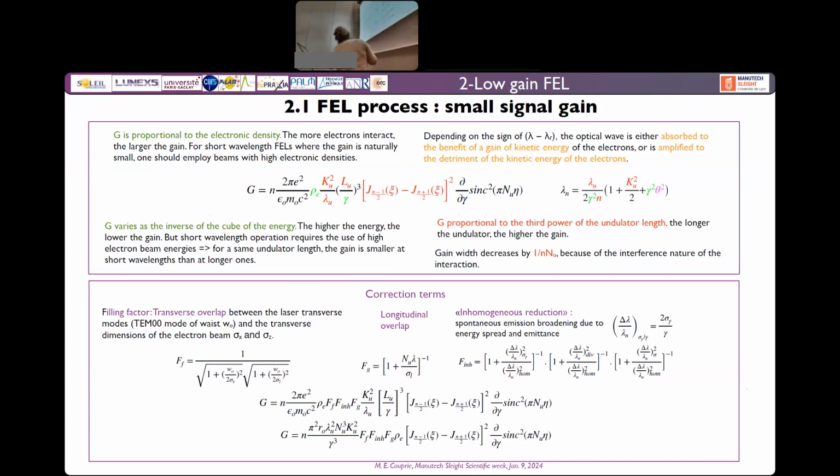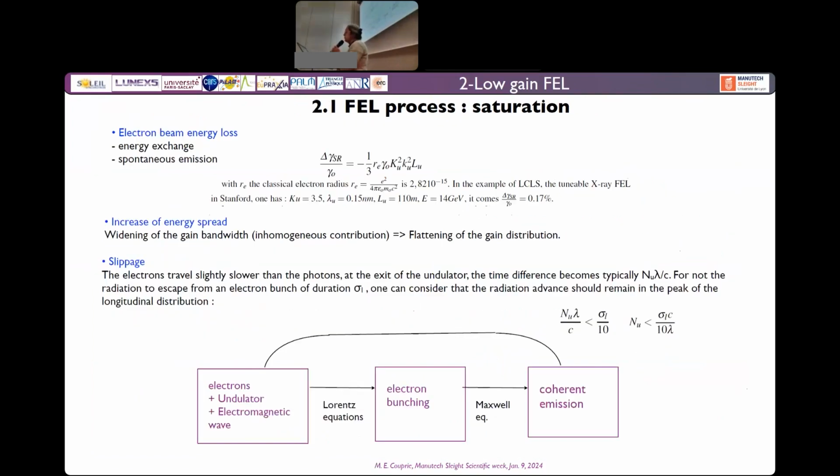Of course, for a thick electron beam, we have to introduce some correction due to energy spread and emittance. We also have to have a proper overlap between the electron beam and the photon beam, so we can introduce a correction term, which is a filling factor. And we also have to have an overlap in the longitudinal coordinates, which is a longitudinal overlap.